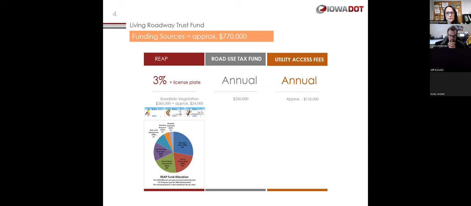Then the second source is the Road Use Tax Fund, and that's just a flat rate of $250,000. And then the third source is utility access fees. This comes from Iowa Code 314.2, where the Iowa DOT has an accommodation plan for utility use of freeway right-of-way in consultation with the utility boards. And so basically extended payments and lease agreements are provided, or to provide continuous funding for the Living Roadway Trust Fund. And this fluctuates a little from year to year, but averages around $135,000 annually going to LRTF. So between these three sources, the total annual funding is approximately $770,000.